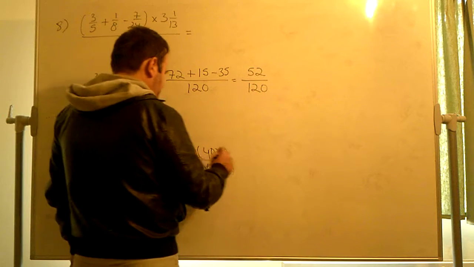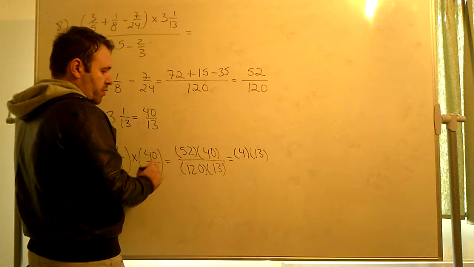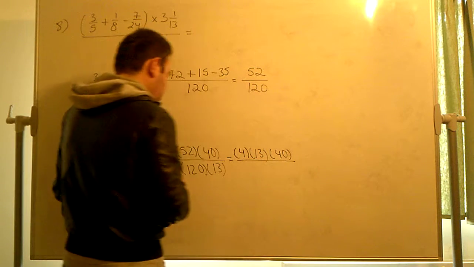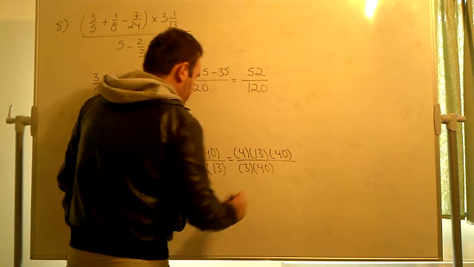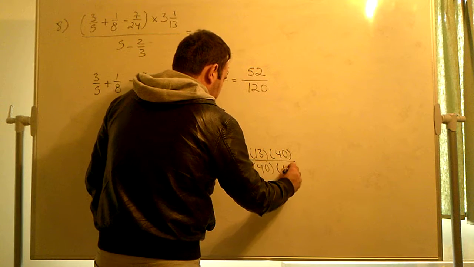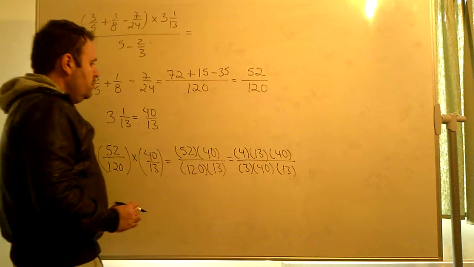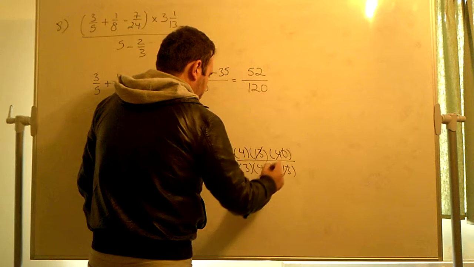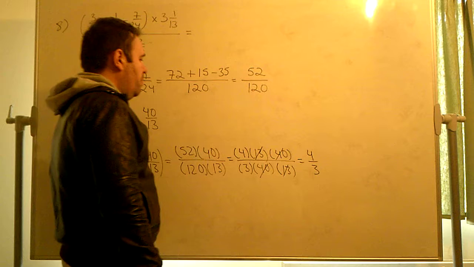So 52 is 4 times 13 times 40 here, and then 120 is equal to 3 times 40, and then we would have 13 here. So 13 divided by 13 is 1, and 40 divided by 40 is 1, so this would be 4/3.